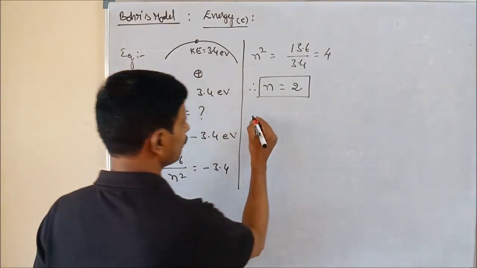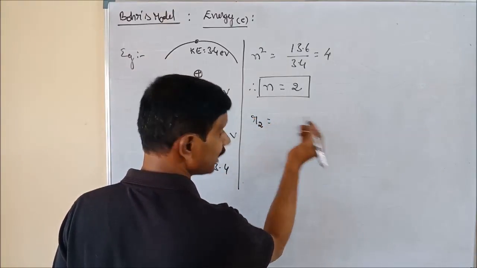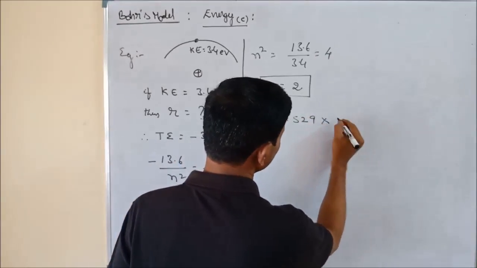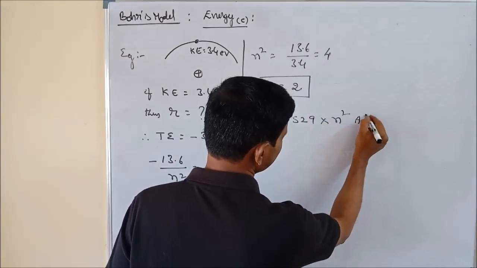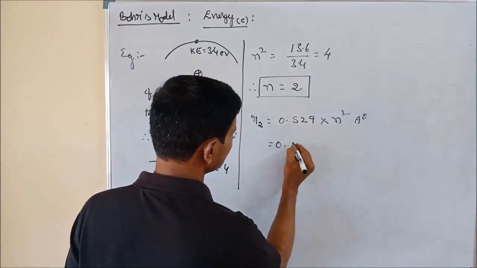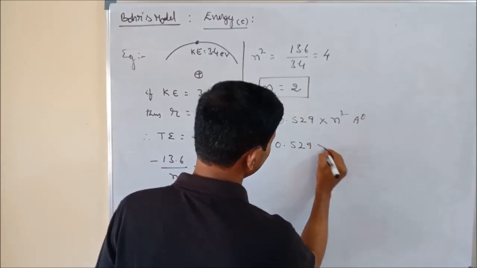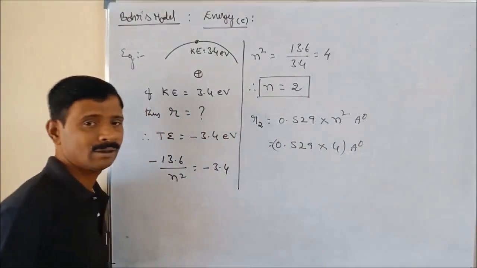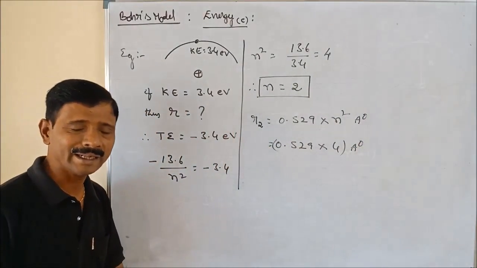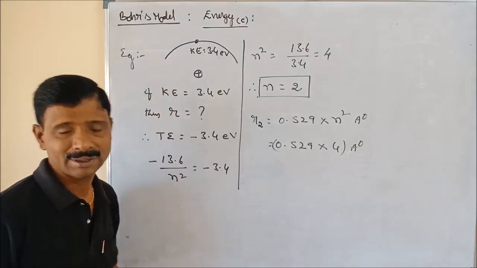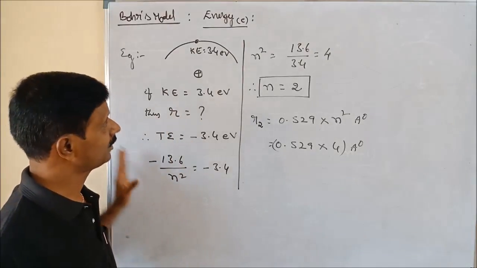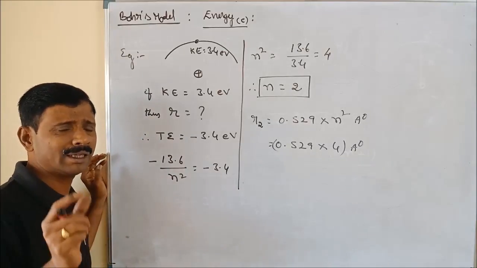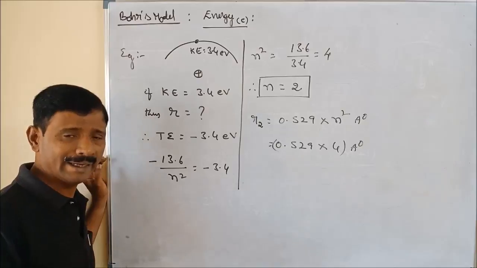So now here we have to go for r2. We have the general expression, that is 0.529 into n square angstroms. So here we have to substitute 0.529 into 4 angstroms. So like that easily we will get an idea about the distance from the nucleus. So this is one model. Just here we have to convert kinetic energy into total energy.